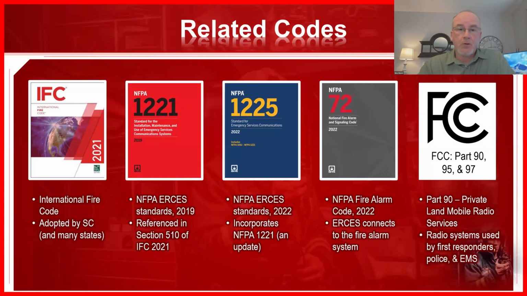Now, because we are also going to connect this system to the fire alarm, a code that's relevant is the NFPA 72, which is a fire alarm code. And because we're dealing with a radio system, there are various FCC parts of their code that apply as well. We're not going to go into detail on those, but I just want to make you aware of the codes that apply in this industry.